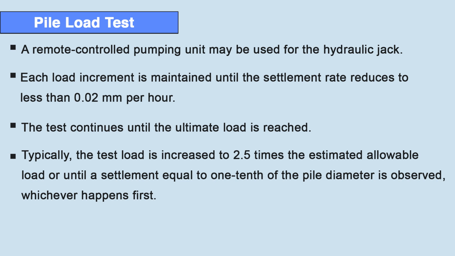Typically, the test load is increased to 2.5 times the estimated allowable load or until a settlement equal to 1/10 of the pile diameter is observed, whichever happens first. The results are plotted as a load settlement curve. The ultimate load is indicated when the curve approaches vertical.